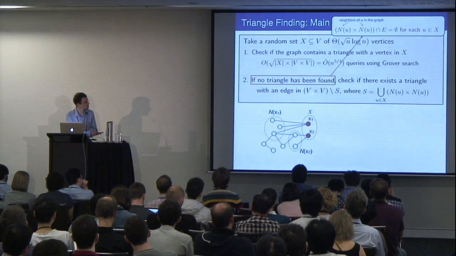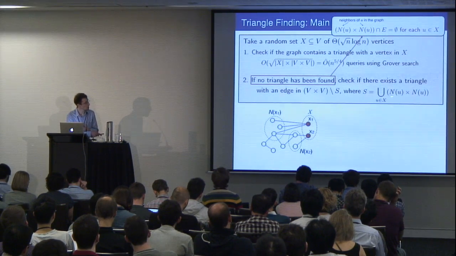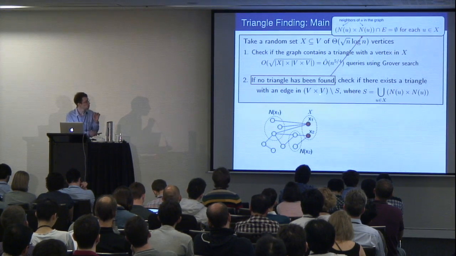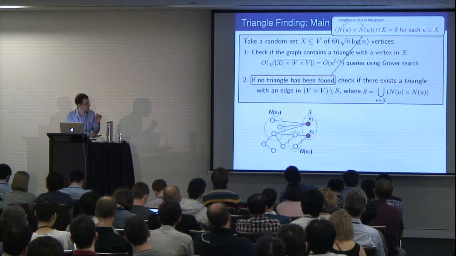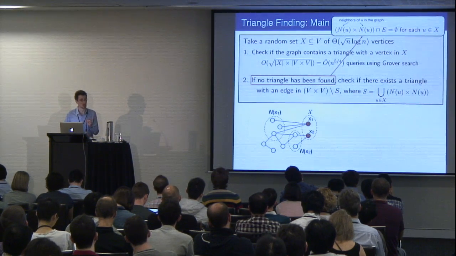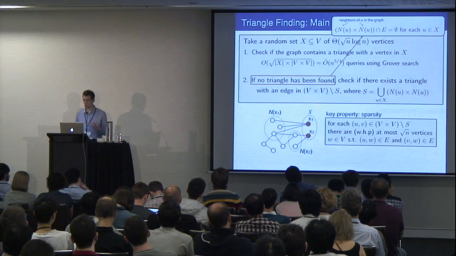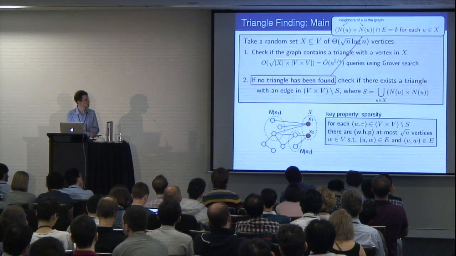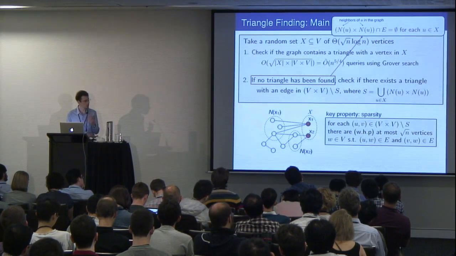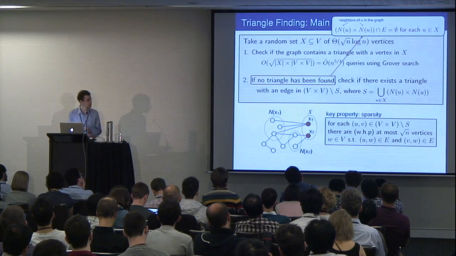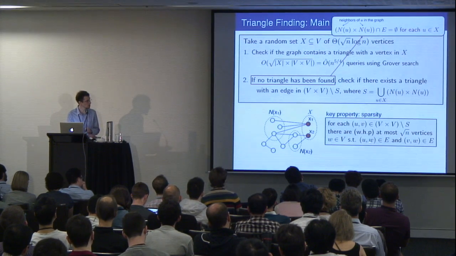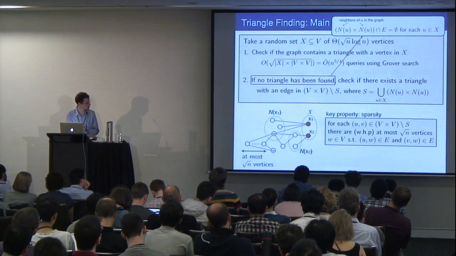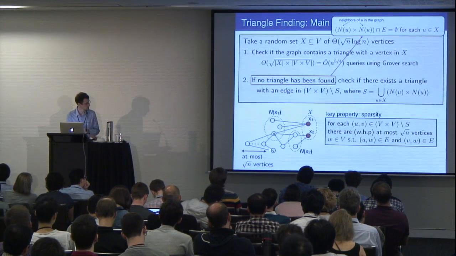So, the set of pairs of vertices which are not in a neighborhood of a vertex in large X. Okay? And we have a key property which is easy to show: for each pair of vertices uv in this set, there are, with high probability on the choice of large X, at most square root n vertices w which are connected to both u and v. So for example, here, there are at most square root n vertices connected to these two vertices.